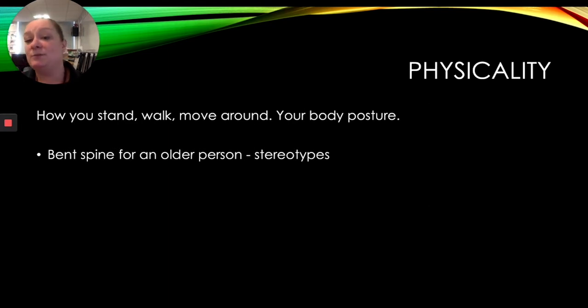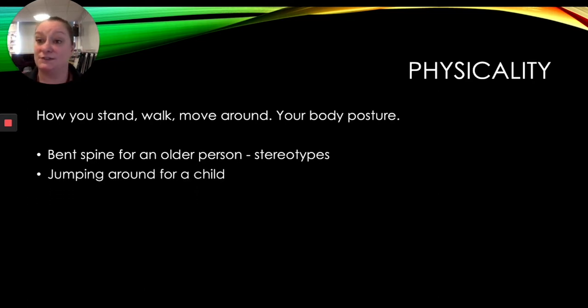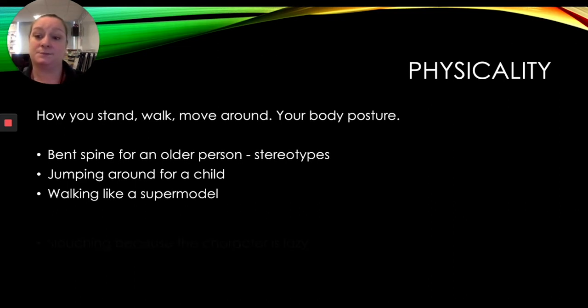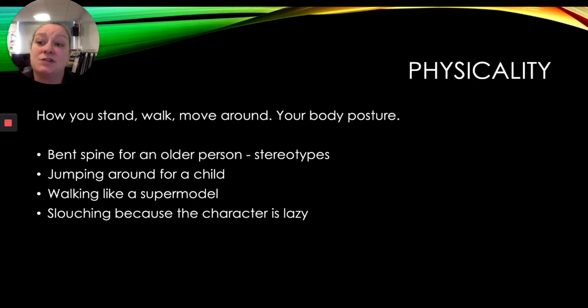So for example, you might use a bent spine for an older person, and this would be a stereotype because not all older people walk like that. You might jump around a lot if you're portraying a younger characterisation. You might walk like a supermodel, so you strut your stuff as you move around the stage to show that your character is quite vain perhaps. Or maybe you're slouching over because the character is quite lazy.